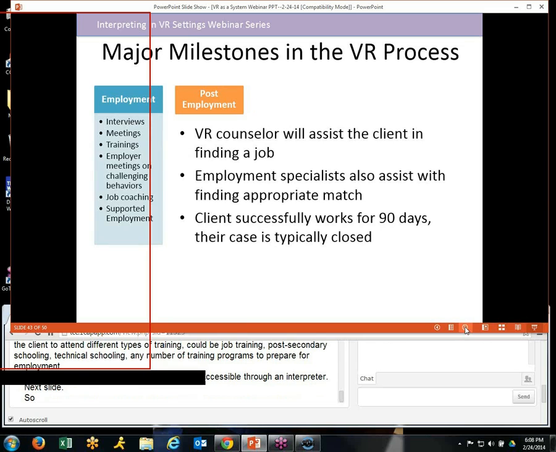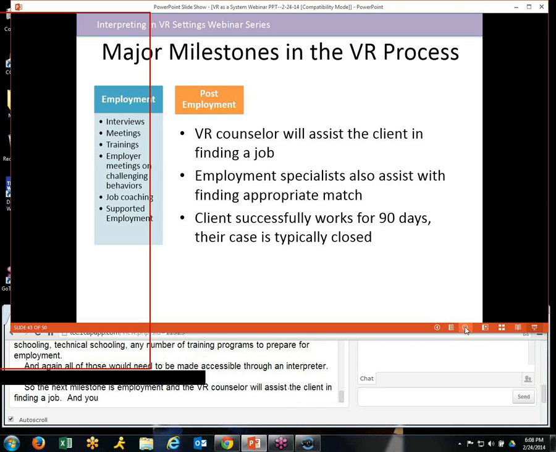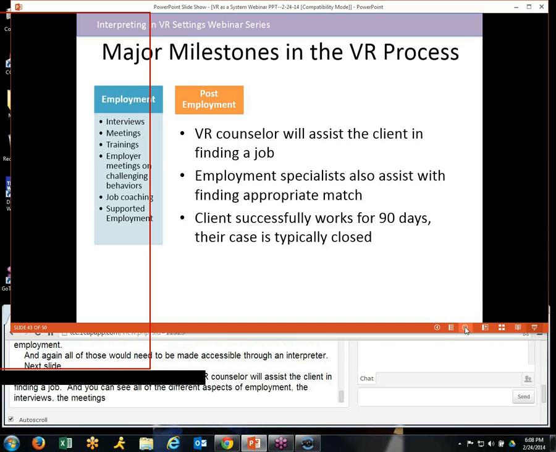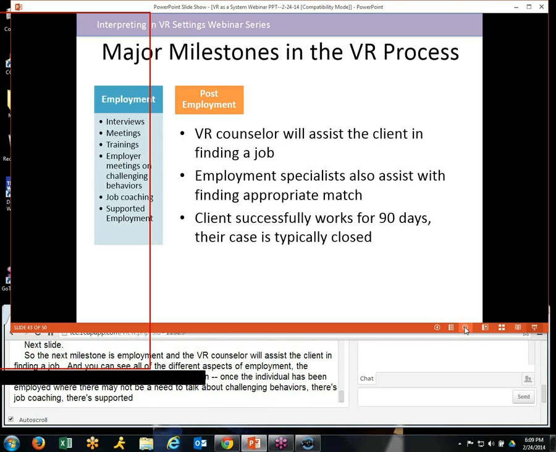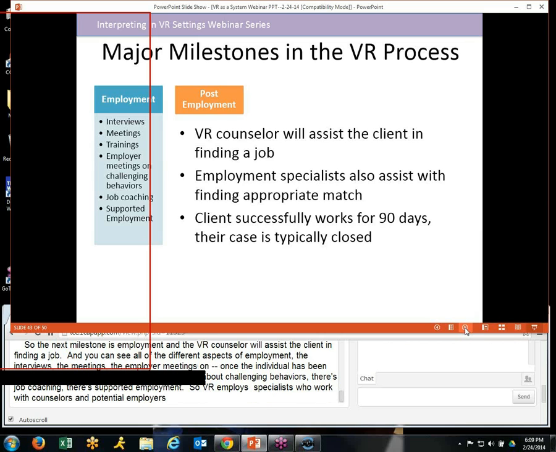So the next milestone is employment, and a VR counselor will assist the client in finding a job. And you can see all of the different aspects of employment, the interviews, the meetings, the employer meetings once the individual has been employed, where there may be a need to talk about challenging behaviors. There's job coaching, there's supported employment. So VR employs specialists who work with counselors and potential employers to match qualified clients with suitable employment.